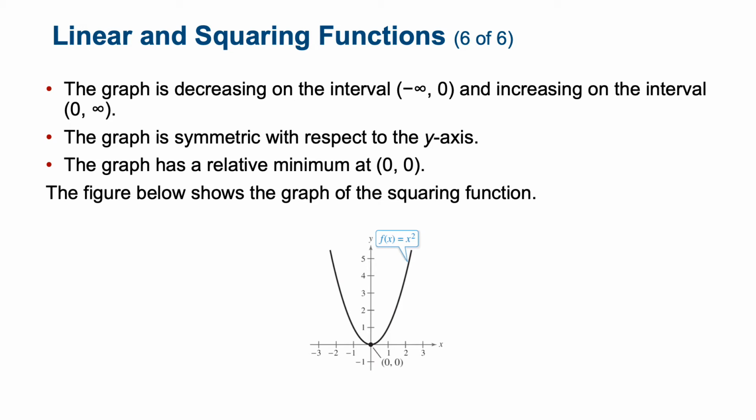Going from left to right, from negative infinity to 0, the graph is decreasing. And from 0 to infinity, the graph is increasing, going up. Okay, there's a symmetry with respect to the y-axis. That's why we know it's even. It has a relative minimum here at (0, 0), and this is the graph.